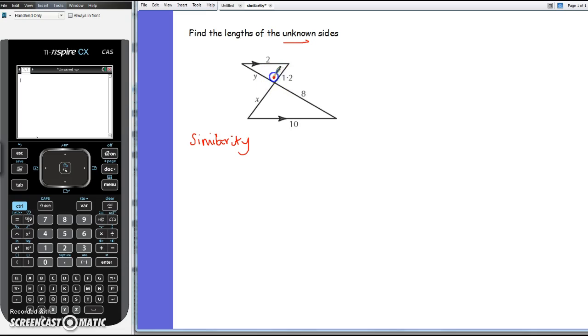Let's have a look here. These two angles here are vertically opposite, so we know that they're equal. Because I've got parallel lines here and here, using what we know about alternate angles, I know that that angle and that angle are the same. I also know that this angle and this angle are the same.